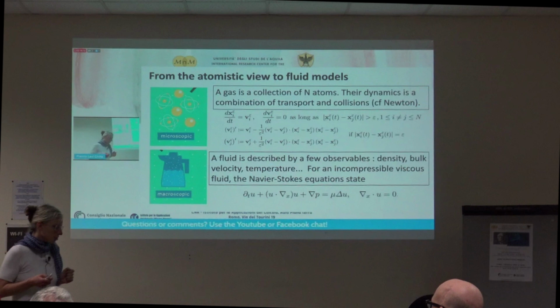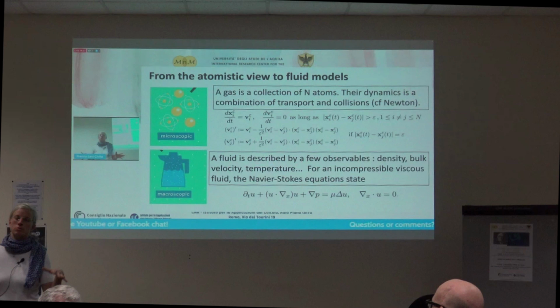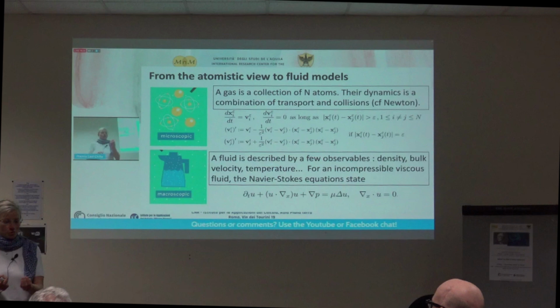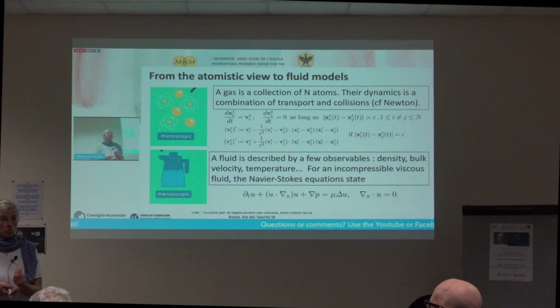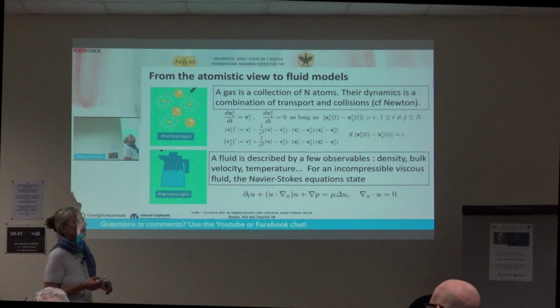And this is what is called an Eulerian description, because if you go back to this example of the river, what you do is that you are just localized at some point, and you are just looking at the water flowing at this point. So this is different from floating along with the water.